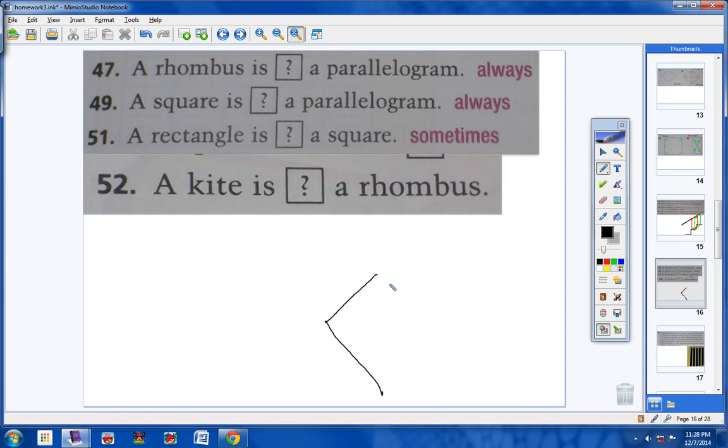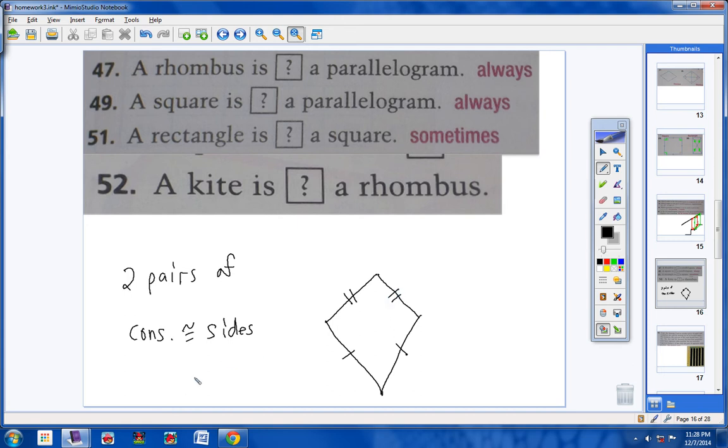The definition of a geometrical kite is consecutive sides are congruent. You have two, let me rephrase that. You have 2 pairs of consecutive congruent sides. So they have to be consecutive. So this side here is congruent to this side here, and this side here is congruent to this side here.